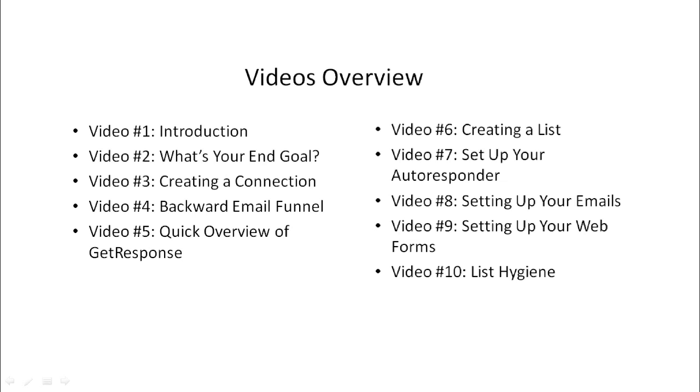We're going to talk about the different types of lists like single opt-ins, double opt-ins, which one's better for you, different scenarios when it's better. That'll be video number 6. And video number 7, we'll talk about setting up your autoresponder series. Video number 8, we'll talk about setting up your emails. Video 9, we'll talk about setting up your web forms. And of course, video number 10, we'll talk about list hygiene, which, believe it or not, will actually help you get more open rates and get more of your emails into your customers and subscribers' inbox versus getting them into their spam folder.